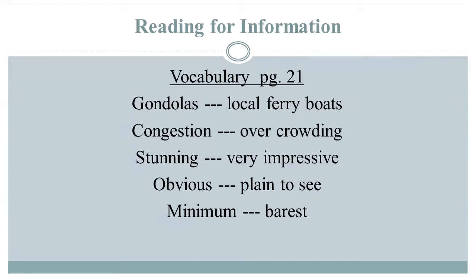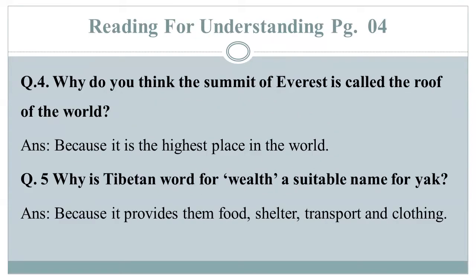The exercise for Lesson number 1 is at page number 4, Reading for Understanding. There is good news for you. You don't have to learn all the 8 questions from page number 4, but you have to learn just these 2 questions, question number 4 and question number 5. Number 4 is, why do you think the summit of Everest is called the roof of the world? So, the peak of Mount Everest is called the roof of the world because it is the highest place in the world.